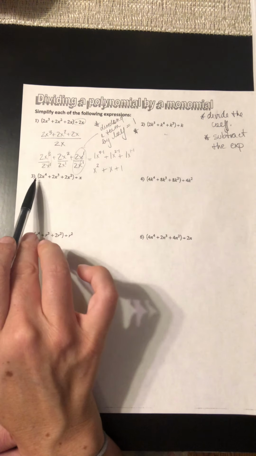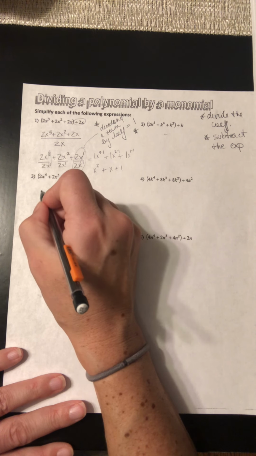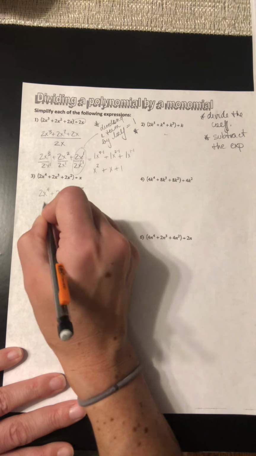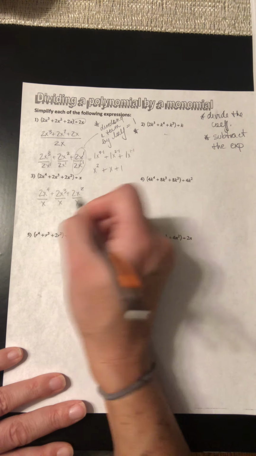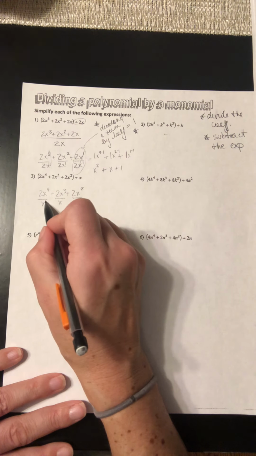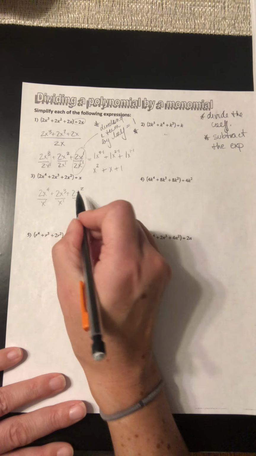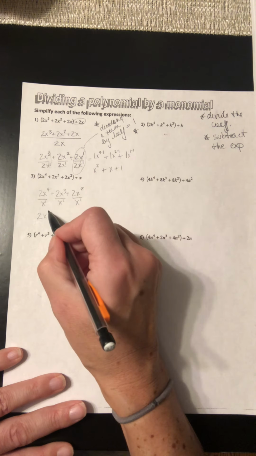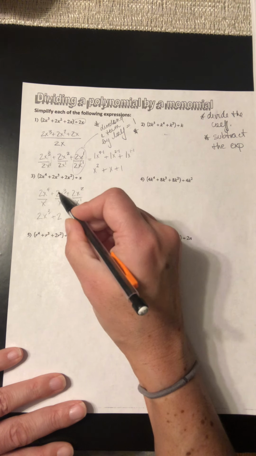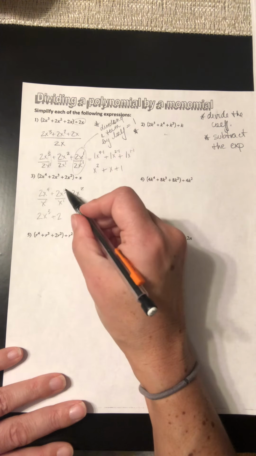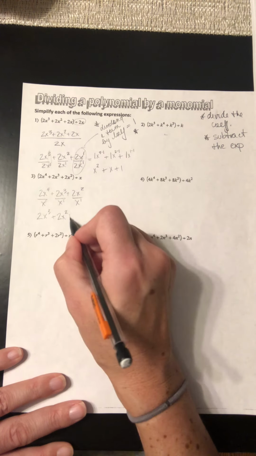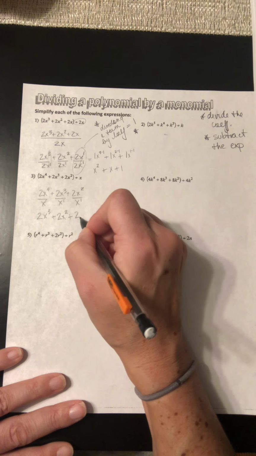So let's look at number 3. 2x to the 4th plus 2x cubed plus 2x squared. You're going to divide every one of them by x, take out an x. So remember, that's to the first. So the coefficients are not going to change, and then this becomes x to the 4 minus 1, which is 3. 2, because we're just dividing by 1, so it doesn't change. And then x to the 3 minus 1, which is squared, plus 2, x to the 2 minus 1, or just x.